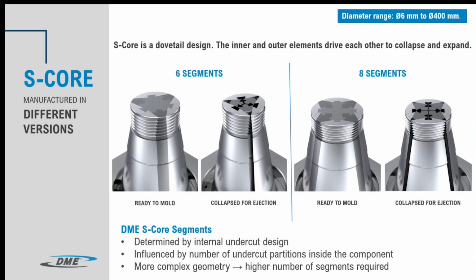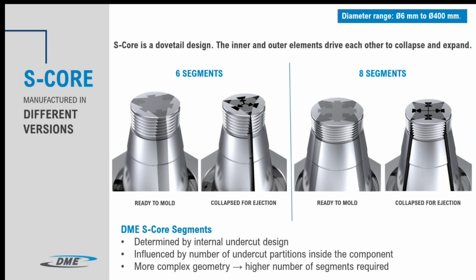Here you can see two types of our S-Cores. On the left side, you can see the 6-segment version, and on the right side, the 8-segment version. So we have possibilities to do this with 6 or 8 segments. Why do we have it? Because it's up to the geometry and the complexity of the part that we will eject or produce with these cores.